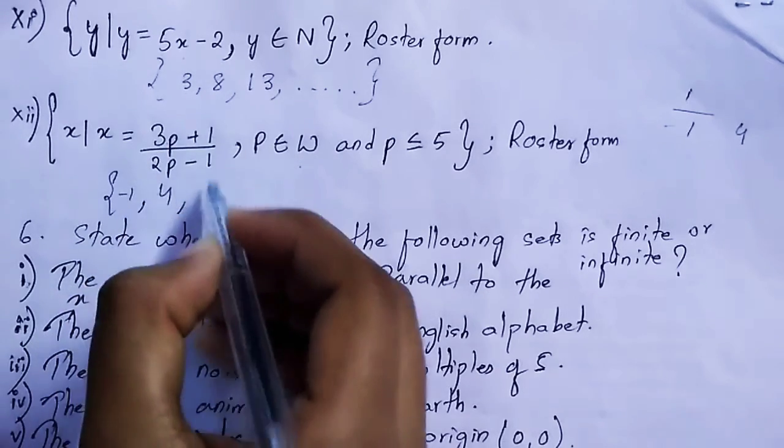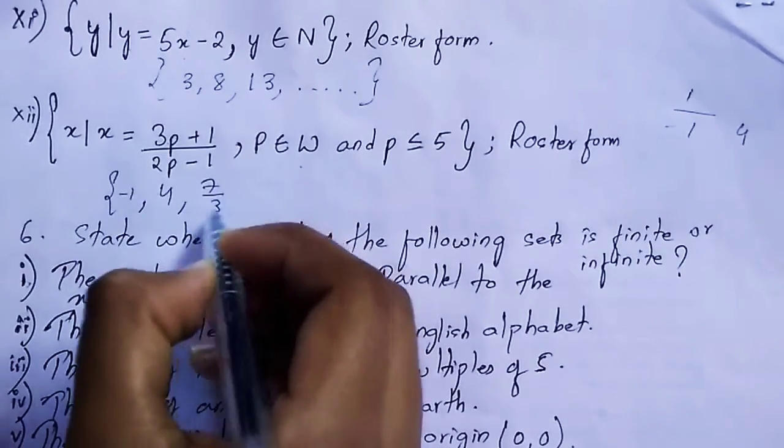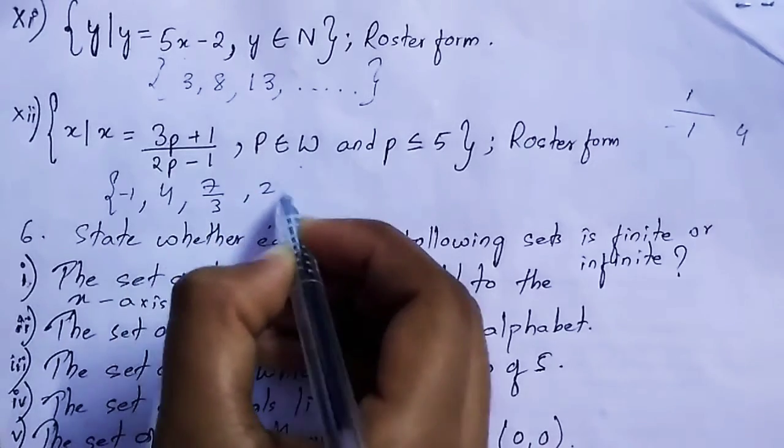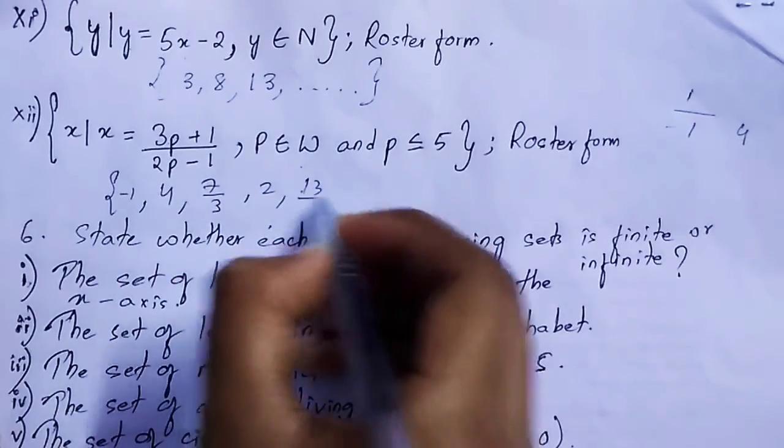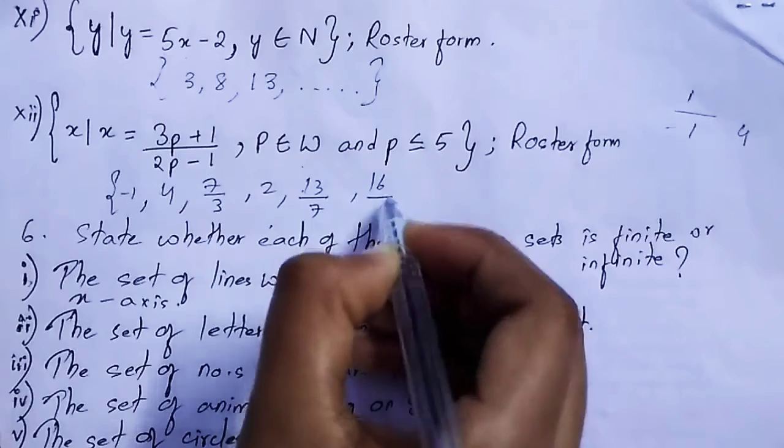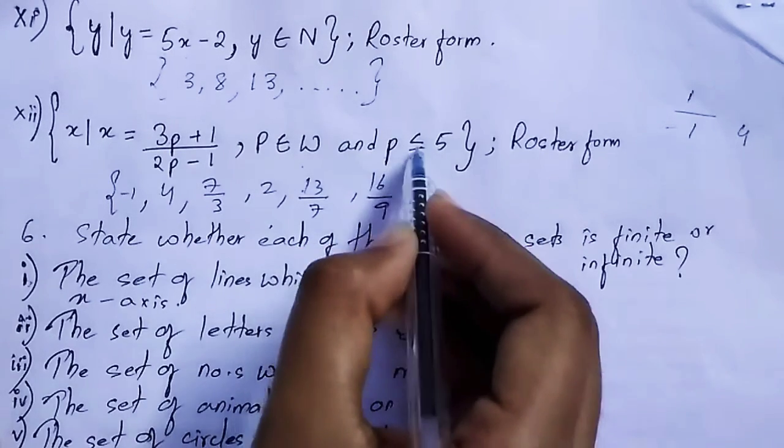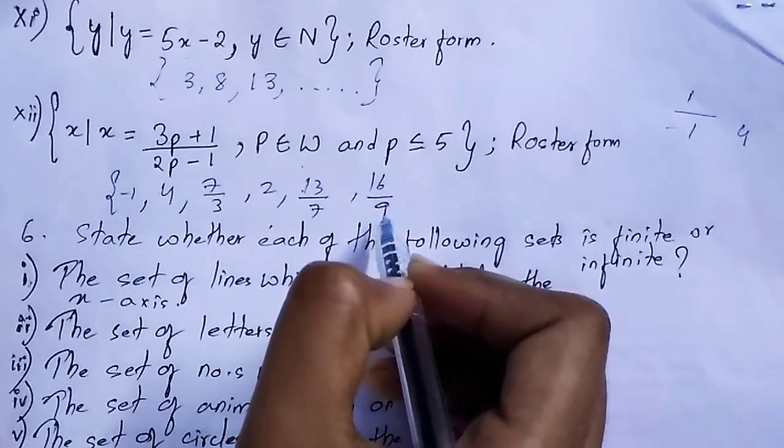Similarly, you need to put the next values. If you are going to put 3, then you are going to get 7 by 3. If you are going to put 4, then you will get 13 by 7. And then you are going to get 16 by 9. And it is p is less than or equal to 5. So it will be till here.